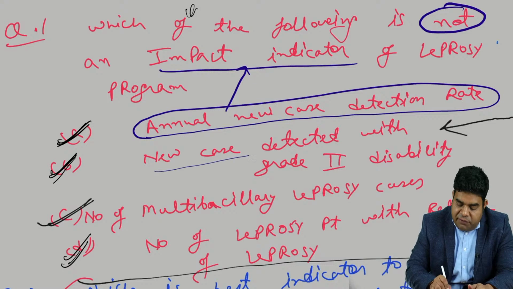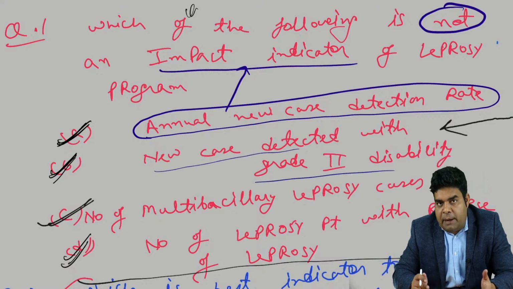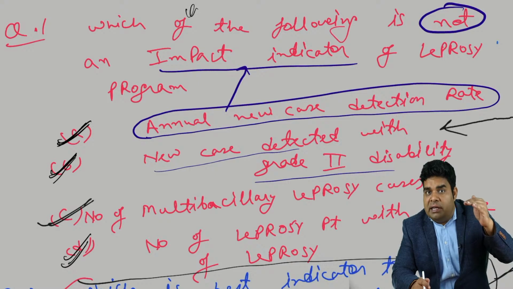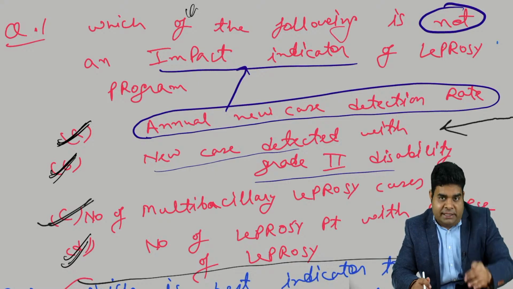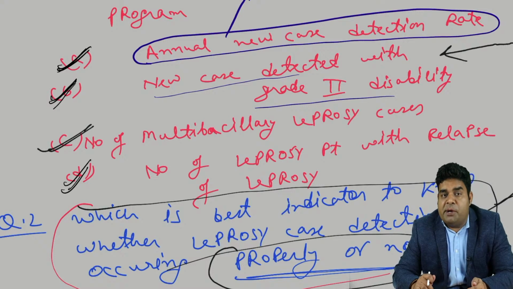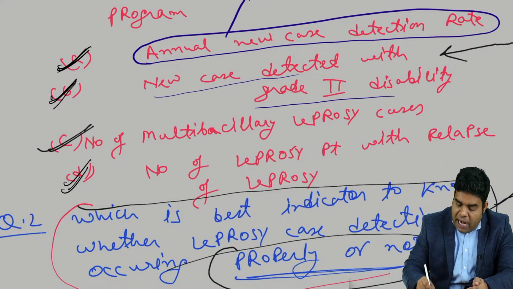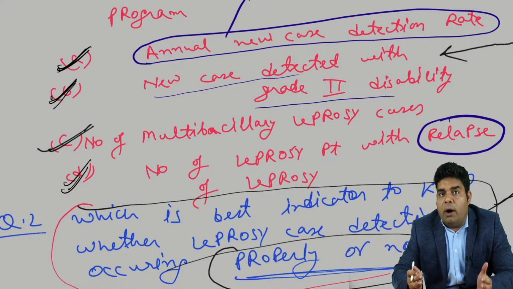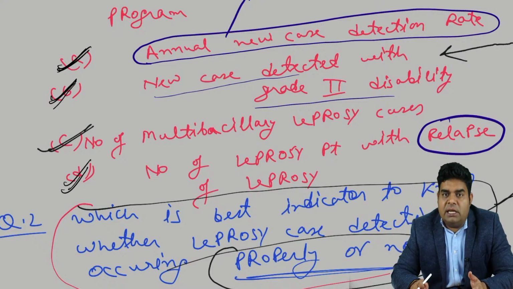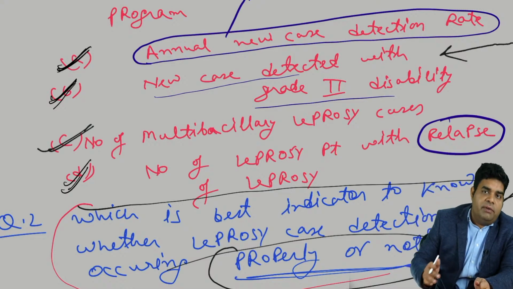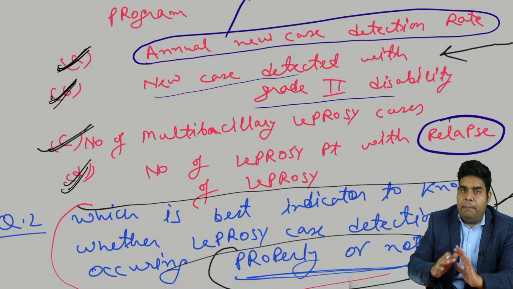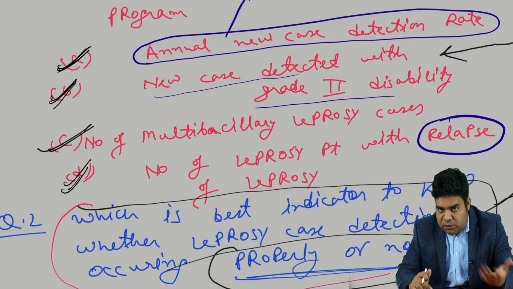Second option is new case detected with grade 2 disability. It can also tell us whether leprosy program is working well or not, because if leprosy program is working well, then they will identify the cases early and grade 2 disability cases percentage will be less. Option C is number of multibacillary leprosy case, and option D is number of leprosy patient with relapse of leprosy. So if relapse is occurring, it is indicating that follow-up is not done perfectly. For paucibacillary, in which there is less than or equal to 5 skin patches, we do follow-up for 2 years. For multibacillary, we do follow-up for 5 years. So if relapse is there, it means follow-up is not there, and that means program is not working well because relapse is occurring, follow-up is not there.